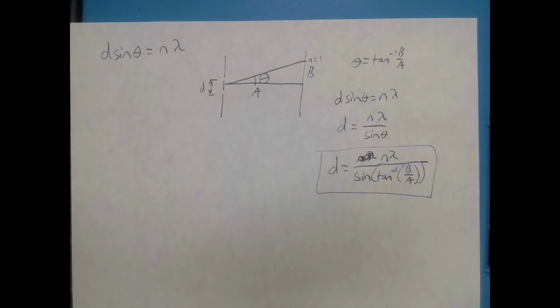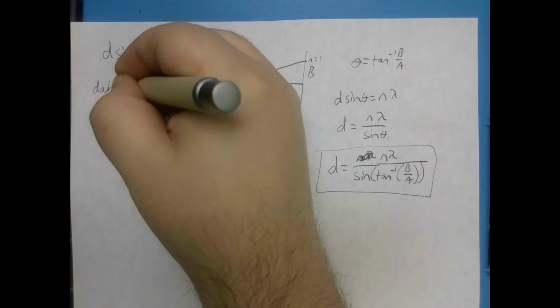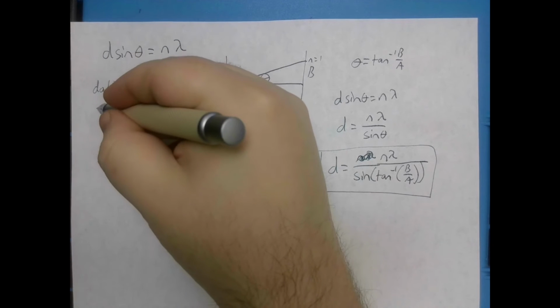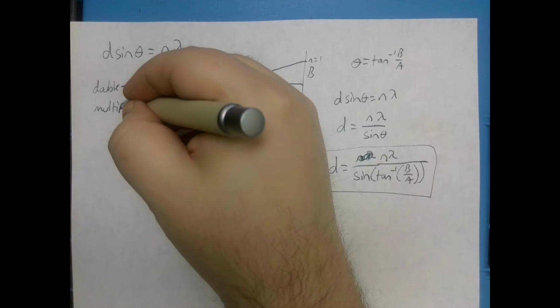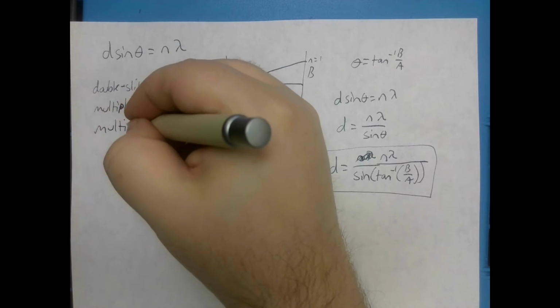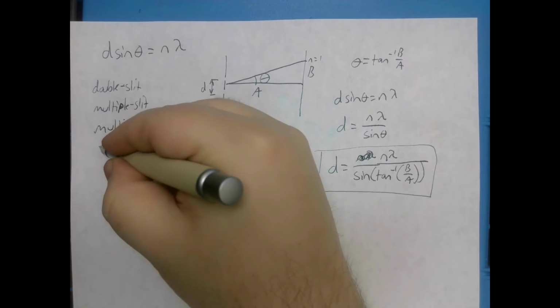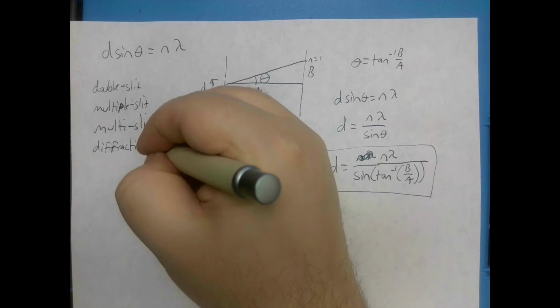And this works for double slit, multi-slit, or multiple slit. Diffraction grating is another name.